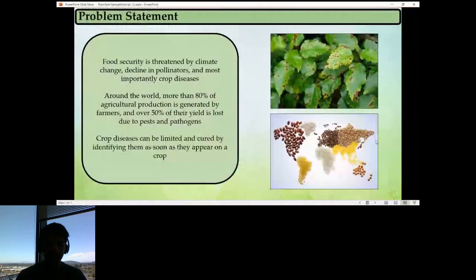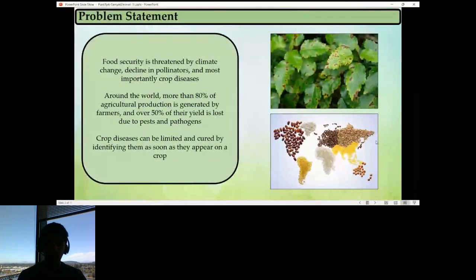So, modern practices and technology have given humans the ability to produce enough food to meet the demand of more than 7 billion people. But food security remains a pressing issue as it is threatened by climate change, decline in pollinators, and most importantly, crop diseases. Crop diseases are not only a threat to global food security, but also affect the lives of millions of smallholder farmers who depend on a healthy yield.